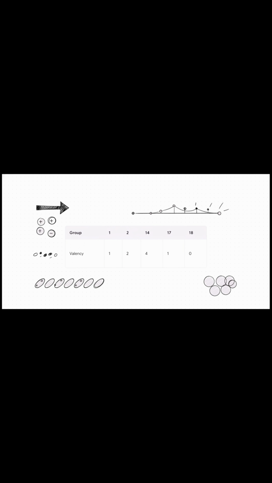stable. As we move across a period, ignoring the transition metals in the middle for a second, the valency perfectly climbs from 1 up to 4 at group 14, and then it drops right back down, 3, 2, 1, and finally hits a big 0 for the noble gases in group 18.